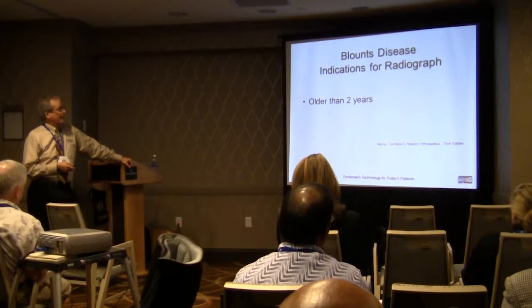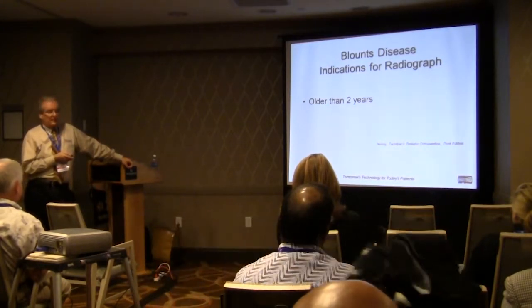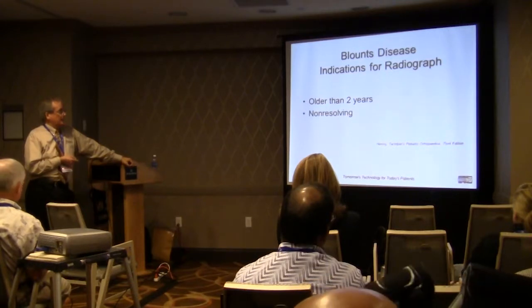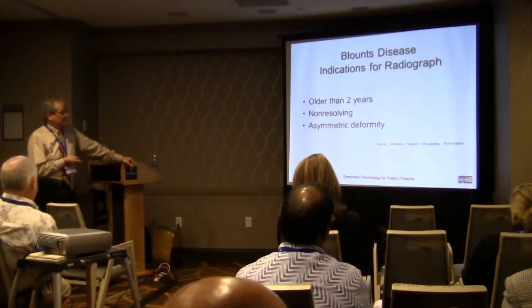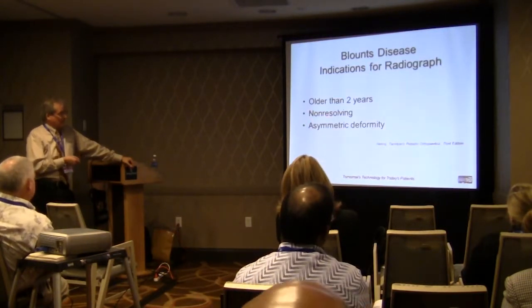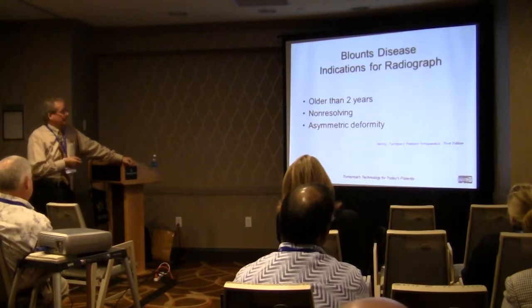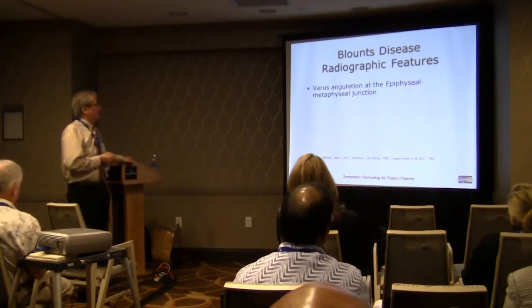Blount's disease indications for radiograph: usually you won't take an x-ray unless they're 2 years of age and it's non-resolving. You want to have these markers all in place, all 3 of them. Non-resolving and asymmetric deformity. That's a good indication the patient has Blount's, and they should have an x-ray.